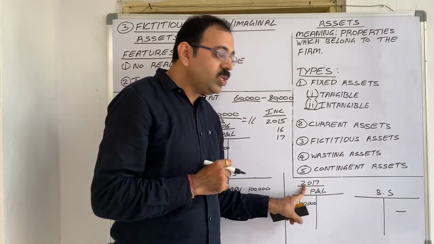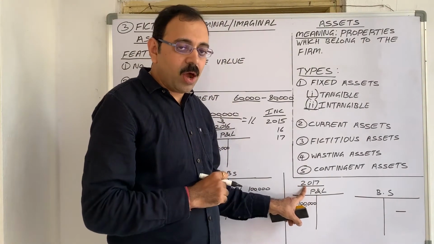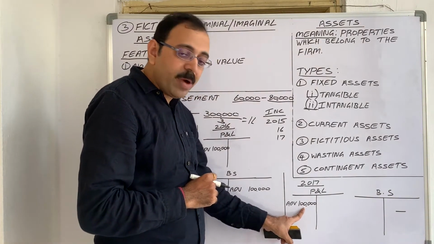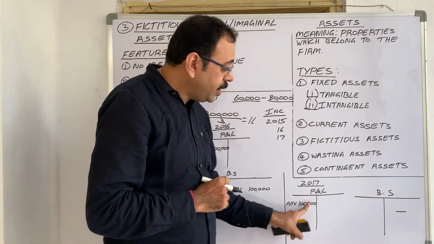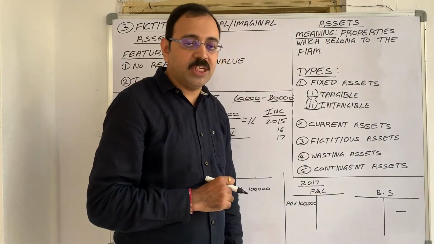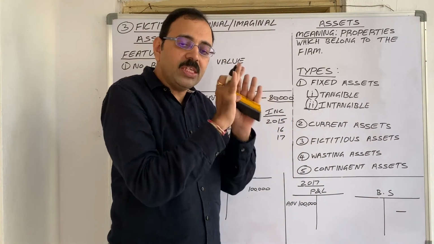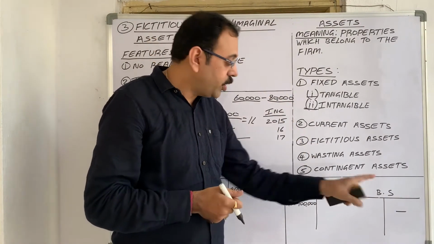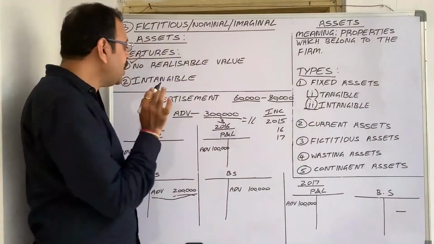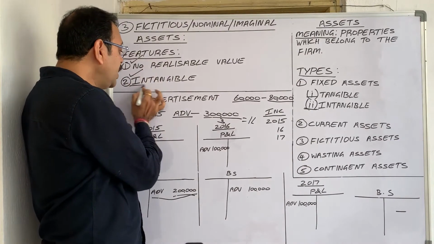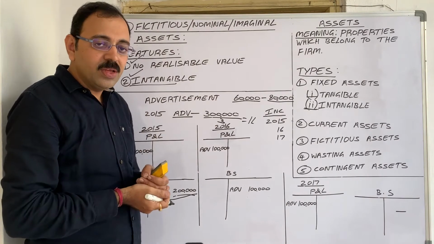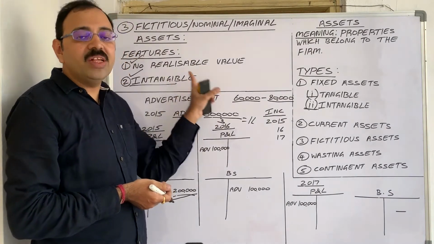And for 2017, when you are preparing final accounts, that last 1 lakh rupee is also written off by debiting the P&L account, and in the 2017 balance sheet there is no advertisement expenditure because the total 3 lakh rupees is written off. So for 2017 there is no fictitious asset. Now what is the second feature of a fictitious asset? It is an intangible asset. Can you see this advertisement expenditure? No. So it does not have any physical existence.